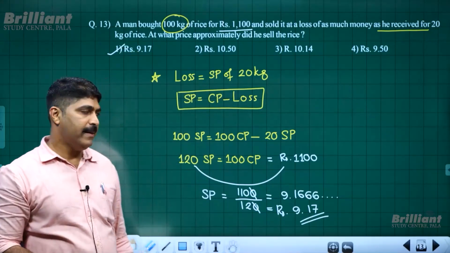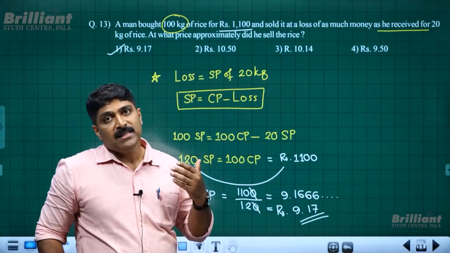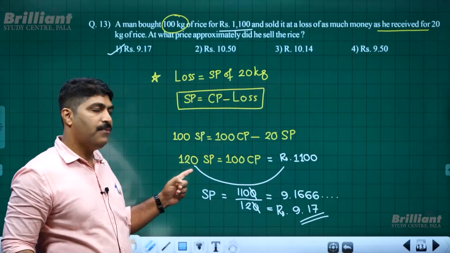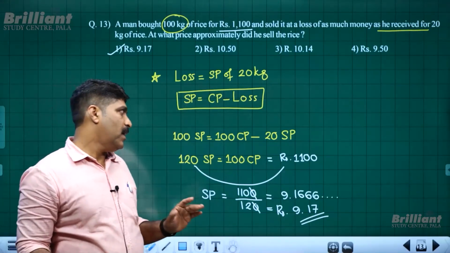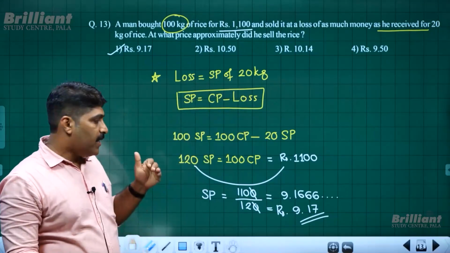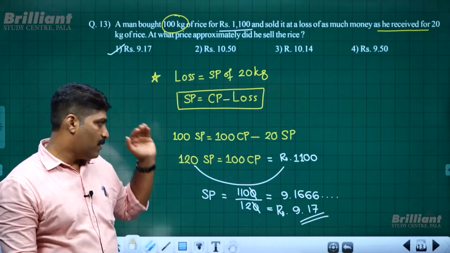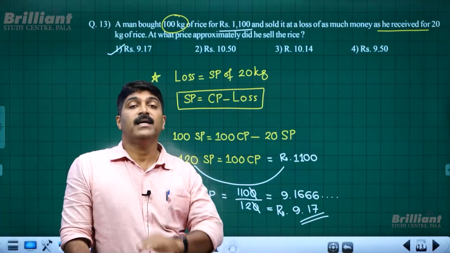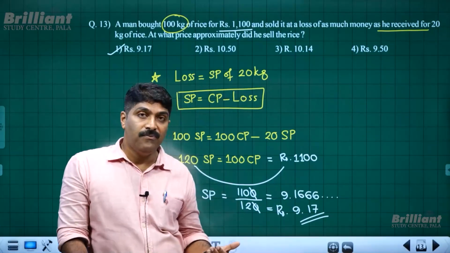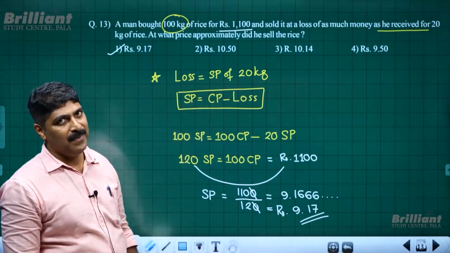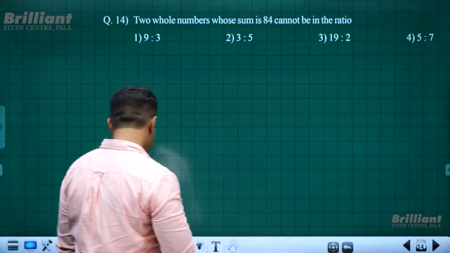So understand this tricky type of approach. That means the cost price of 100 kilogram rice is the same as the selling price of 120 kilogram rice. If you're familiar with the concepts, instead of writing the steps like this, you can directly reach this point. Directly we can connect it. So the cost price of 100 kilogram is the same as the selling price of 120 kilogram. Then only there is a loss of the selling price of 20 kilogram. So here the answer is 9.17. So now the next question.